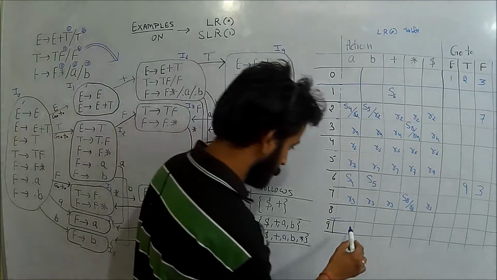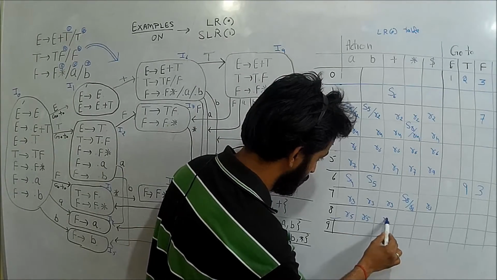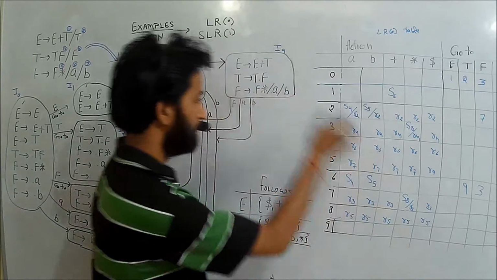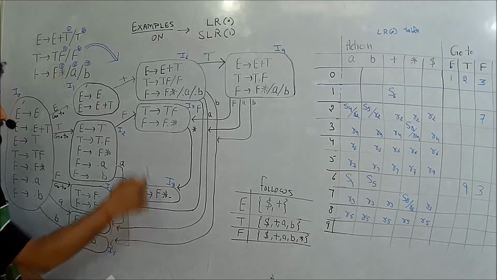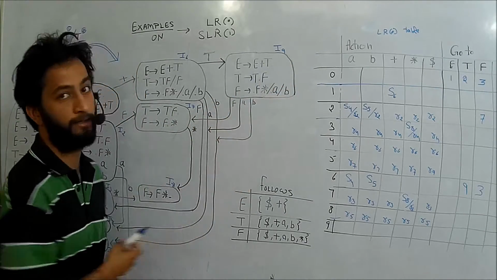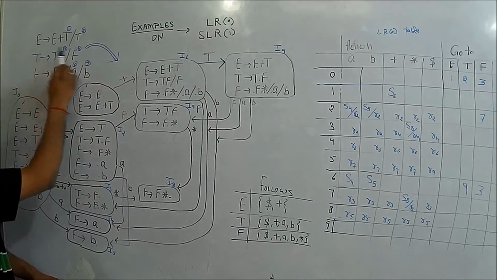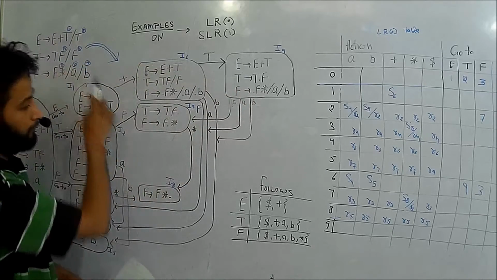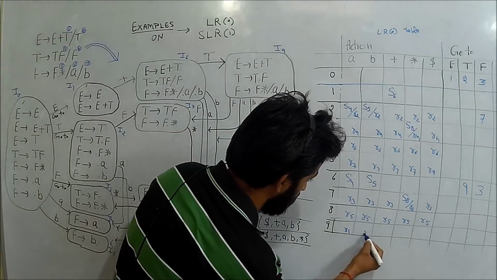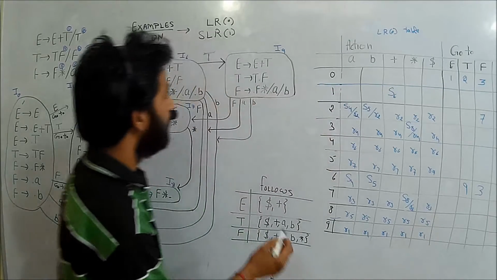So I will add R5 across the row. Okay, so this is complete. Next we have this one. This one is also a final item because the dot is at the rightmost side of the production. So this one can be reduced to E. Okay, so the number of that production is R1, and I will add R1 across the row.